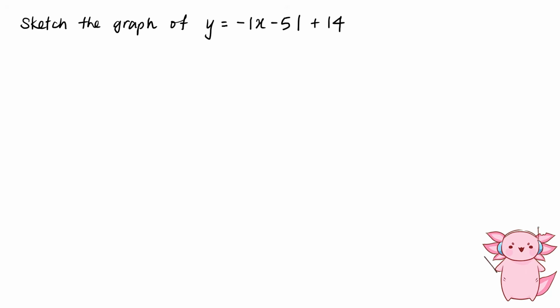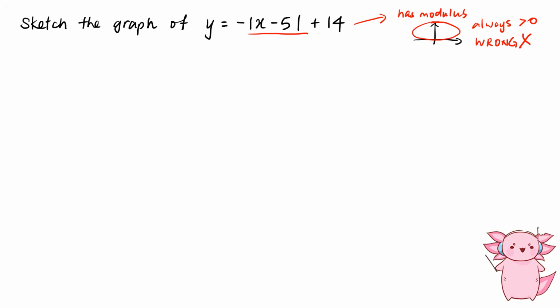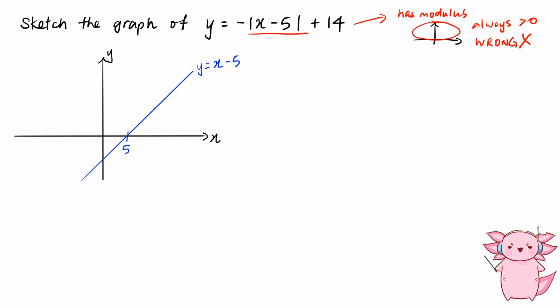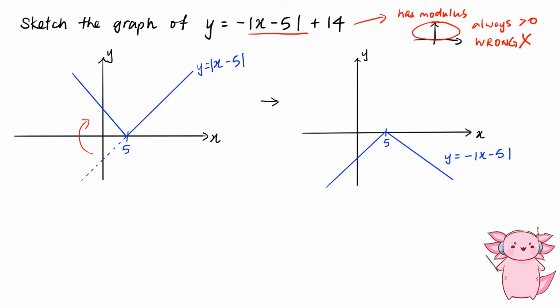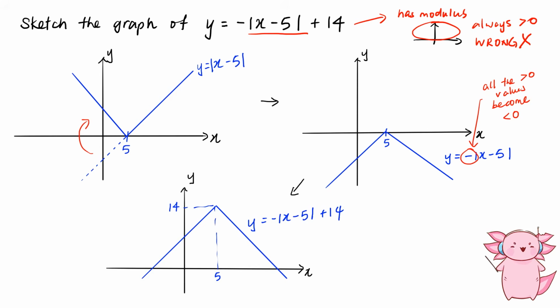There's a common misconception that if a function has a modulus inside, it's always above the x-axis. In order to graph this equation, let's consider the modulus of x minus 5, where we draw the line y equals x minus 5 and then flip the negative side upwards. If we take the negative of modulus x minus 5, all of these positive values become negative, so the graph gets reflected about the x-axis like this. Finally, the plus 14 at the end means just shifting the graph up by 14 units, and we have our maximum point at (5, 14) over here.